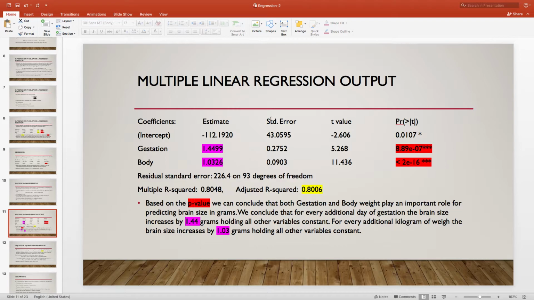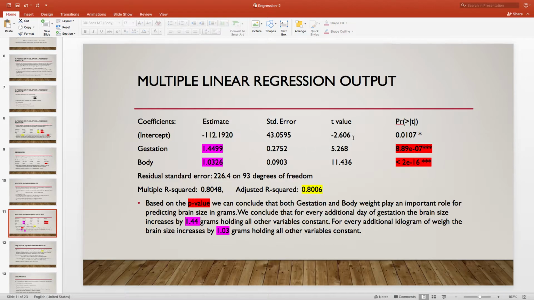And this is the output that you'd see to try and predict brain size based on gestation length and body size. And your equation would be minus 112, that's your base value, plus for every unit of gestation you multiply by 1.44, and for every body weight you multiply by 1.03.